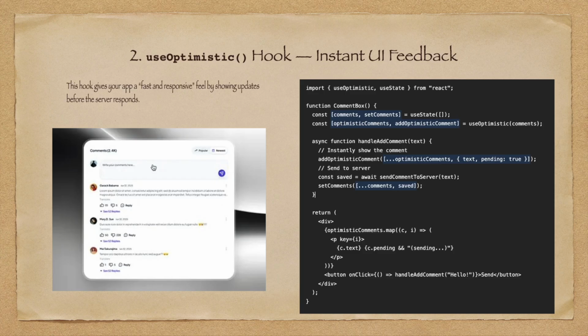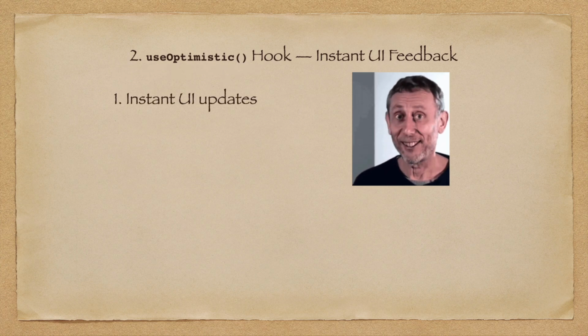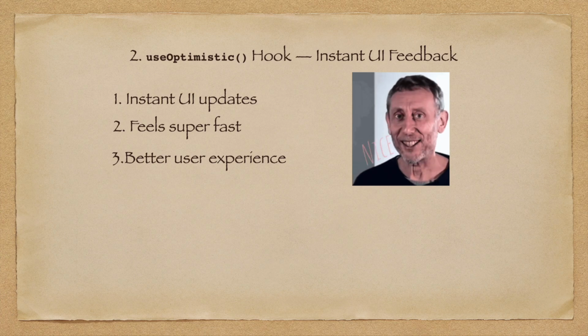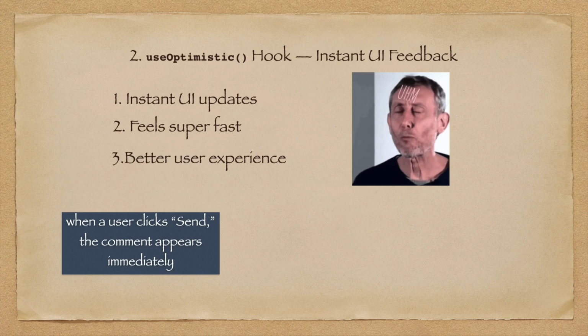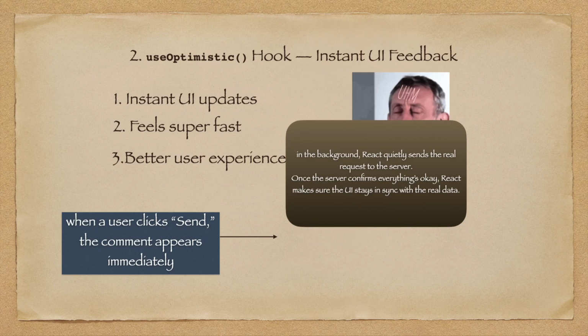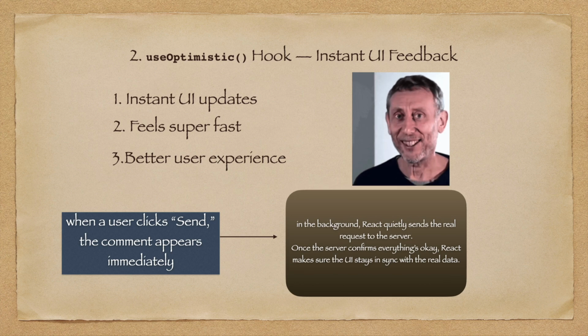Imagine you have a comment box. Normally, you'd wait until the comment is saved before showing it. But with useOptimistic, we can show it instantly. So when a user clicks Send, the comment appears immediately, and React updates it later when the server confirms. Result? Instant UI updates. Feels super fast. Better user experience. It's like magic for modern UIs.